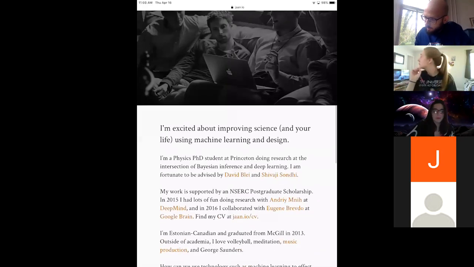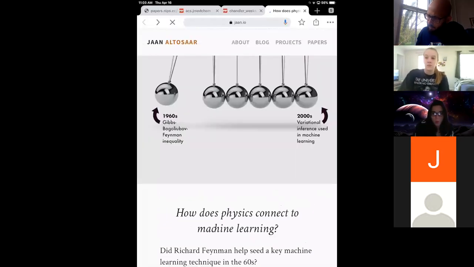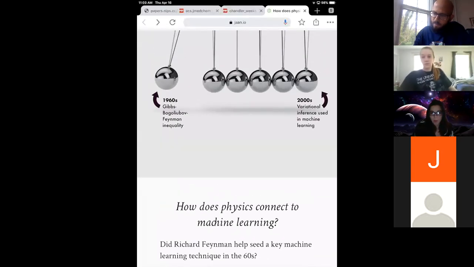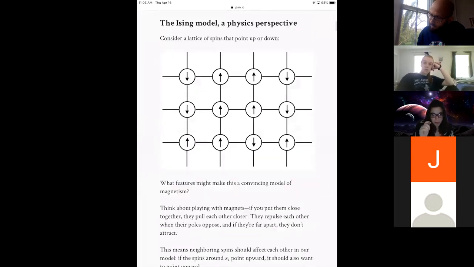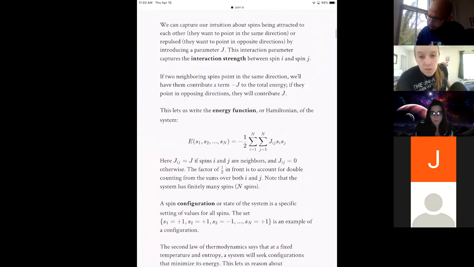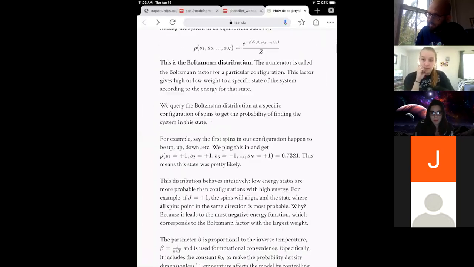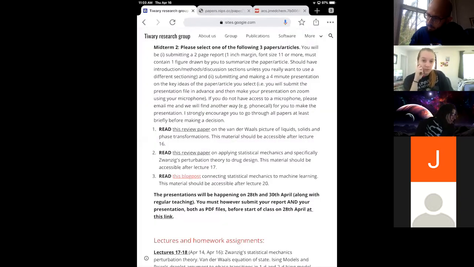This one is a blog post by a PhD student at Princeton, and it's a wonderful blog post which talks about how certain ideas that you will be seeing in the context of the Ising model, which actually started with Feynman's work in the 1960s, called the Gibbs-Bogoliubov-Feynman inequality, are used in machine learning. So this is quite a nice blog post. So you have a choice of these three to go through, and I strongly request that you at least browse through all three before making up your mind.